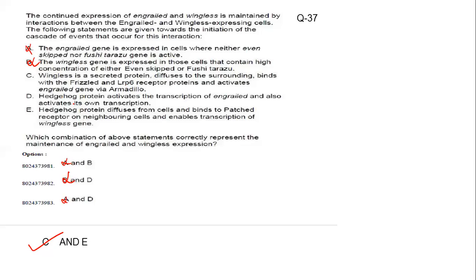Yes, these are correct. Hedgehog protein activates transcription of Engrailed and also activates its own transcription. And Hedgehog protein, basically Engrailed does that. Engrailed actually synthesizes, and Engrailed has auto regulation, right? Engrailed activates its own transcription, and not Hedgehog here, right? So a Hedgehog protein diffuses from the cell, binds to the Patched receptor on the neighboring cell, enabling the transcription of the Wingless gene. Yes, these are correct.